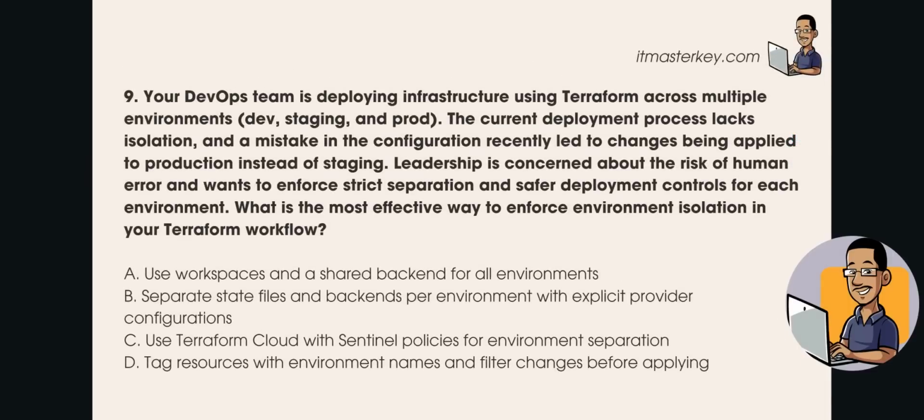Your DevOps team is deploying infrastructure using Terraform across multiple environments: dev, staging, and production. The current deployment process lacks isolation, and a mistake in the configuration recently led to changes being applied to production instead of staging. Leadership is concerned about the risk of human error and wants to enforce strict separation and safer deployment controls for each environment. What is the most effective way to enforce environment isolation in your Terraform workflow?